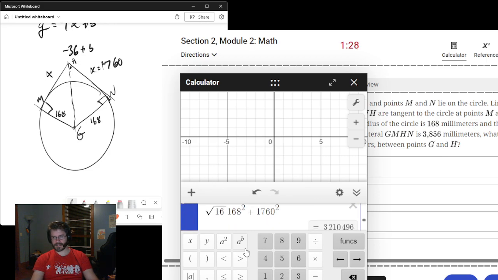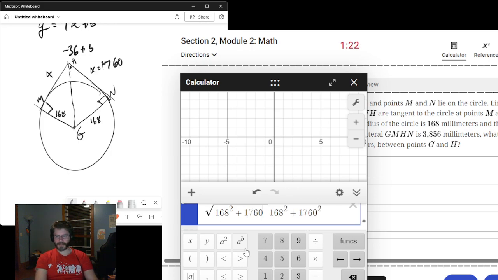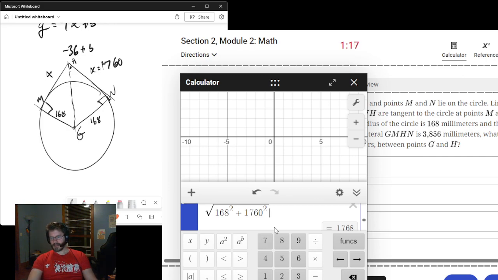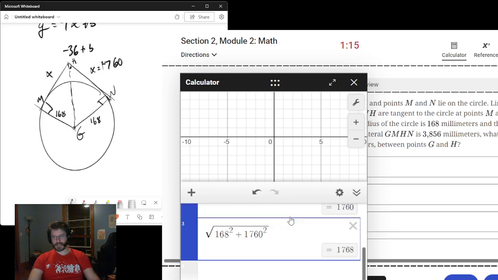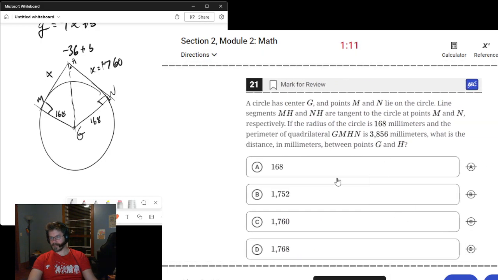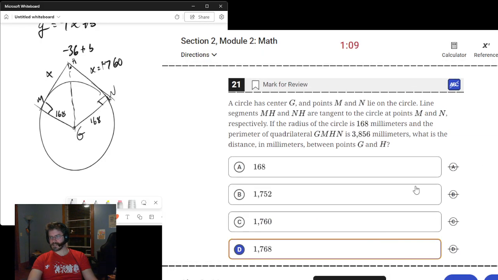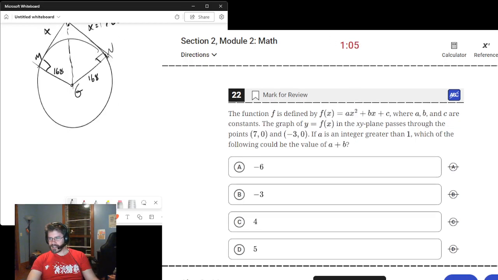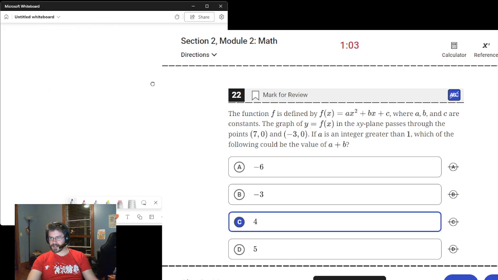Got to retype it because this test doesn't let you copy paste. It disallows that. Okay, 1768 appears to be our hypotenuse. So 1768. And then that is indeed an answer. Phew, man, right? Oh no, one more. Shoot. Just going to click one just to make sure I've got an answer down.